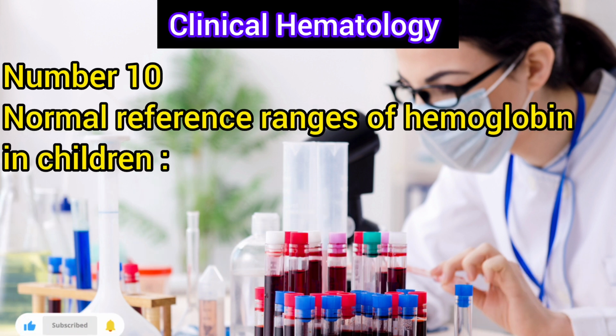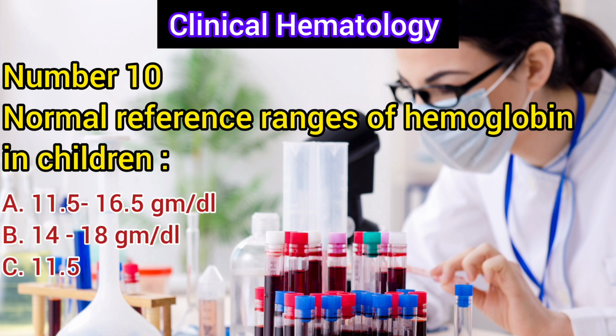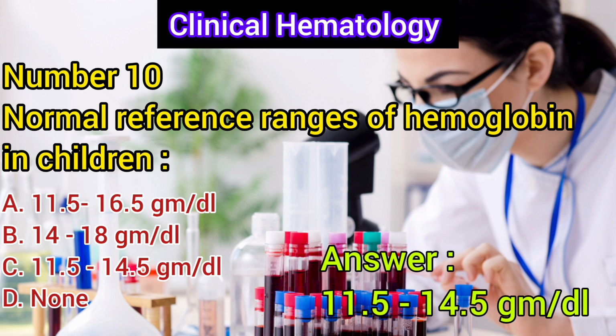Number 10. Normal reference ranges of hemoglobin in children. A. 11.5 to 16.5 grams per dl. B. 14 to 18 gm/dl. C. 11.5 to 14.5 gm/dl. D. None. Answer: 11.5 to 14.5 gm/dl.